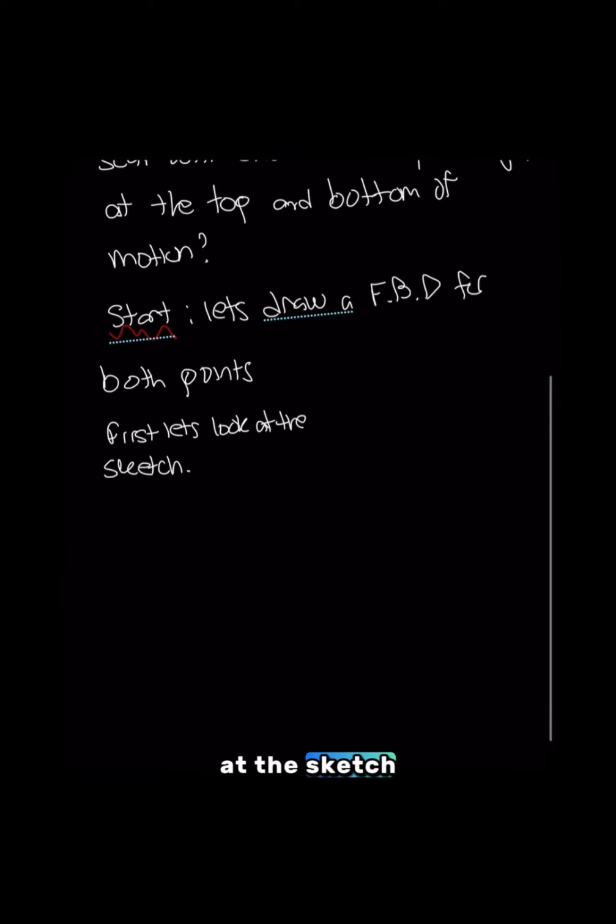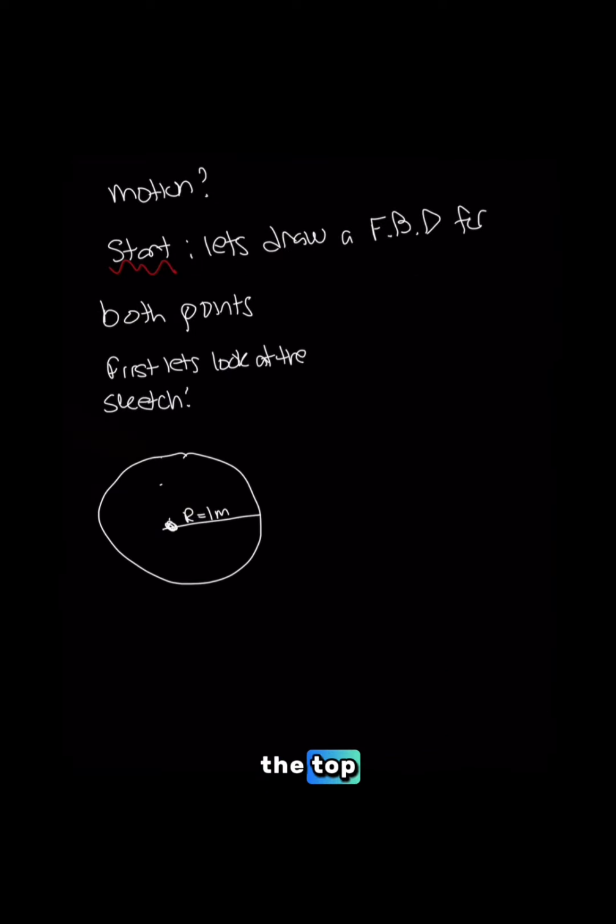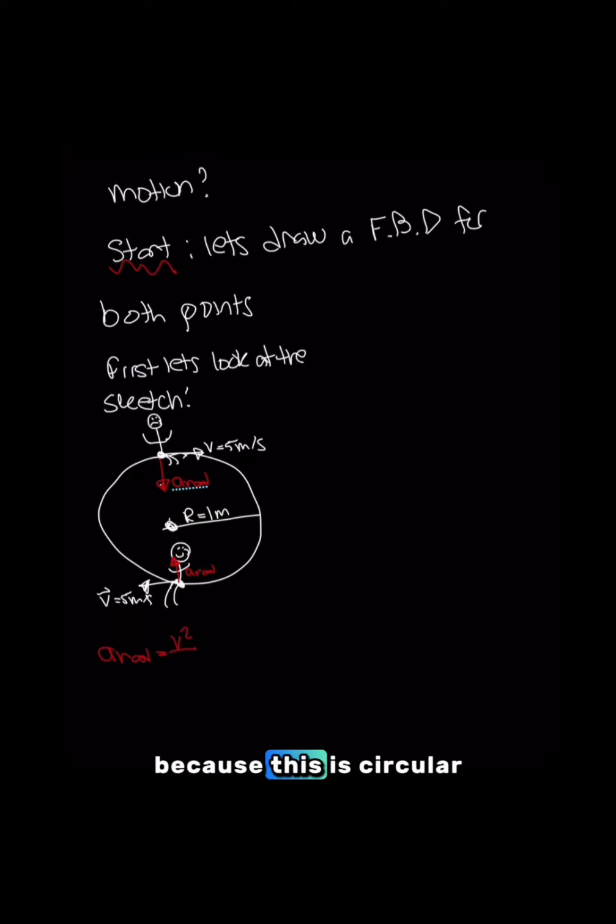First, we can look at the sketch. Draw our radius of 1 meter and the guy at the top with the velocity of 5 meters per second to the right. And then at the bottom, his velocity is going to be 5 meters per second in the opposite direction, to the left. And a_rad is always going to be pointing towards the center because this is circular motion. It's also given by v squared over r. This is our acceleration equation for circular motion.